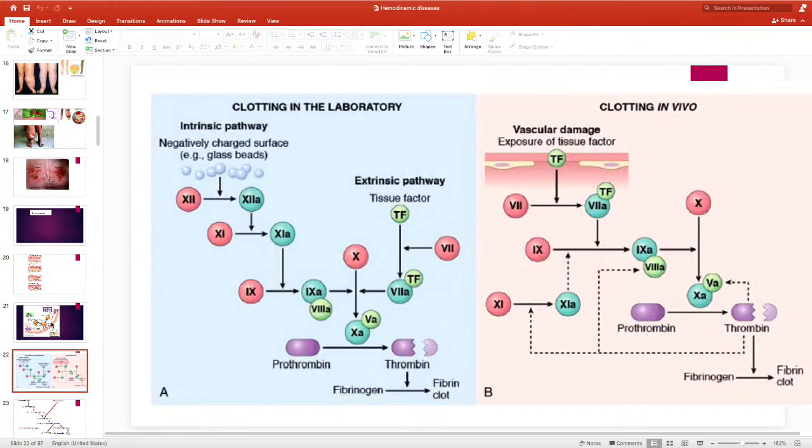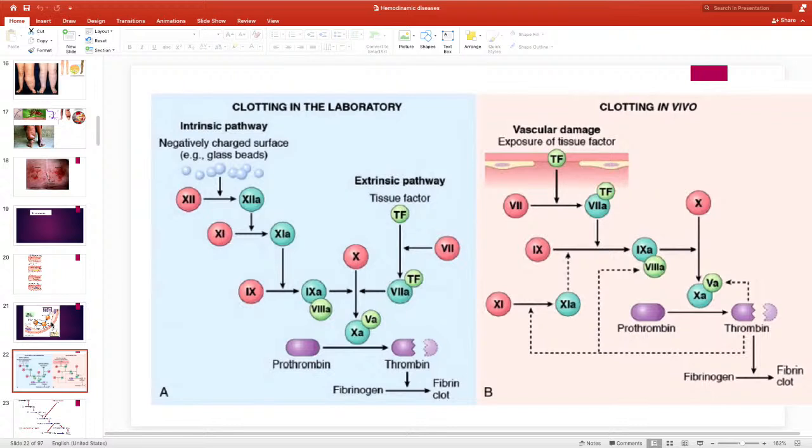Why do you have to know this? If anybody has an abnormality in the intrinsic pathway, only PTT is prolonged. This is partial thromboplastin time. For example, factor 8 is also in the intrinsic pathway, and if a patient has an abnormality like hemophilia, we know that in classic hemophilia we have deficiency of factor 8. Factor 8 is in the intrinsic pathway, and this leads to only prolongation of partial thromboplastin time. With an extrinsic pathway abnormality, only prothrombin time will be prolonged. This is very important to realize.